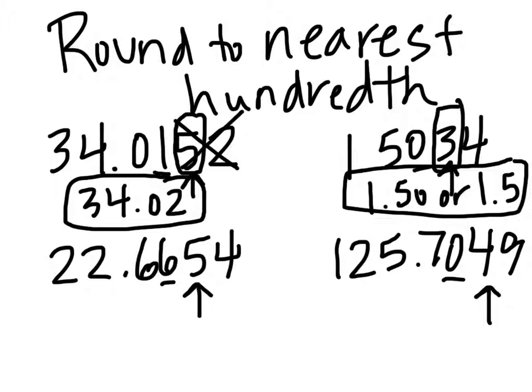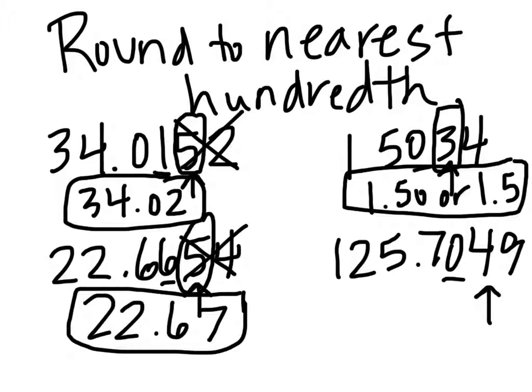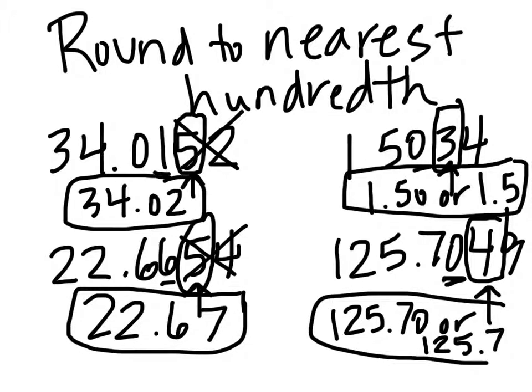The bottom left-hand corner, this number is 5 or greater, so my 6 becomes a 7, so 22.67. And then we cross the other digits off. And in the last one, the 4 is less than 5, so my 0 stays the same for 125.70, or we could just say 125.7. Those are the same answers.